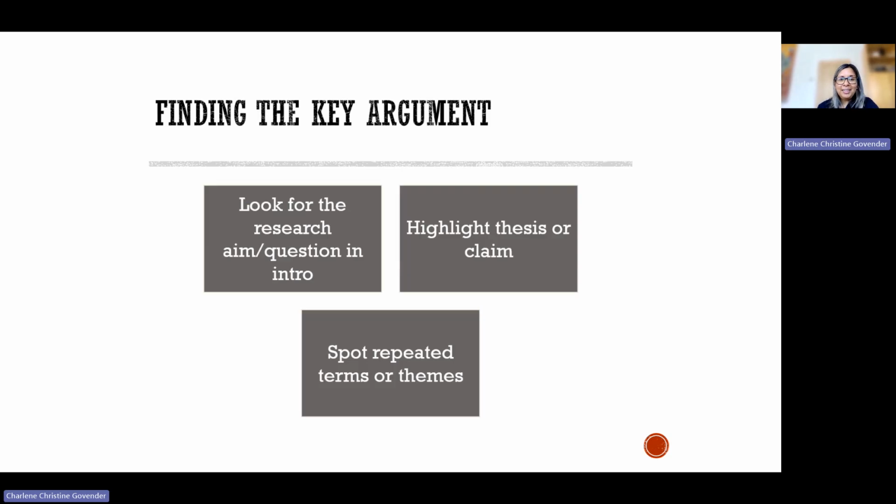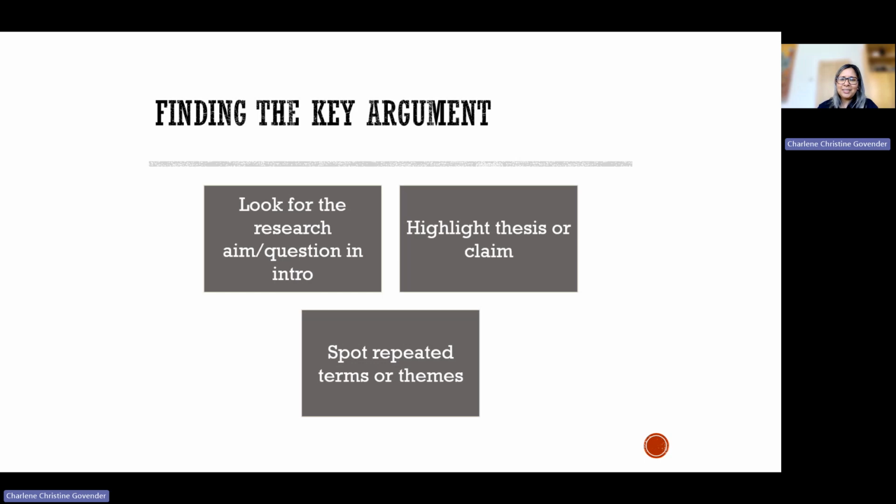All right, so finding the key arguments. Every academic article has a key argument, sometimes called the thesis or the central claim, okay? Generally, this is usually found in the introduction, where the author outlines their research question. The same idea is often repeated in the conclusion to reinforce it.